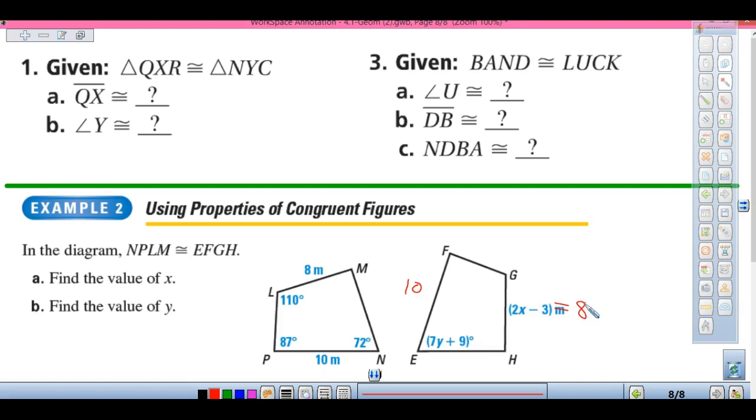So, boom, can we find X? Yeah, we can write that out. We've got 2X minus 3 equals 8. So 2X equals 11. X is... 5.5. Thank you.